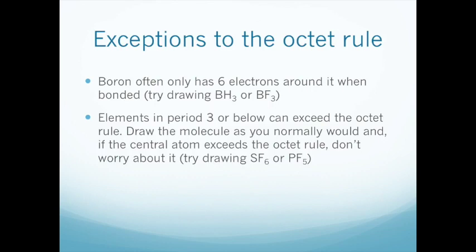Now, there are also a number of exceptions to the octet rule. One of them is boron. Boron only has 6 electrons around it when it's bonded for most of the time, because it only starts out with 3 valence electrons, and losing those valence electrons is very energetically unfavorable. Gaining 5 electrons is also very energetically unfavorable, so boron often settles for just pairing its 3 electrons with 3 other electrons, forming molecules such as BH3 or BF3.